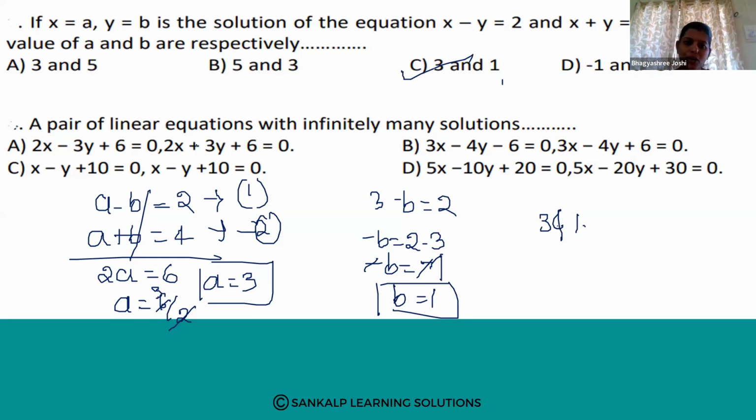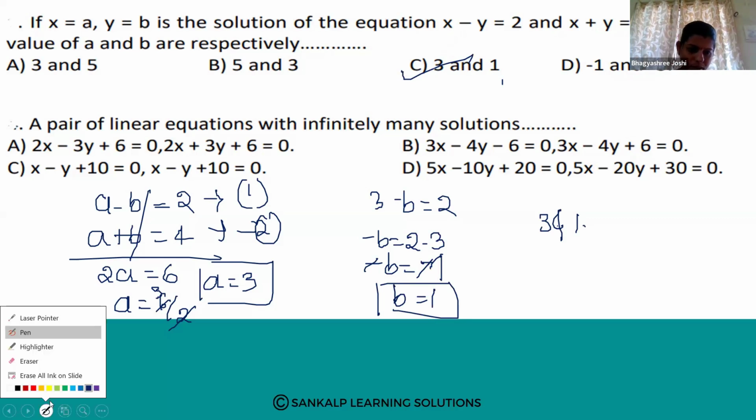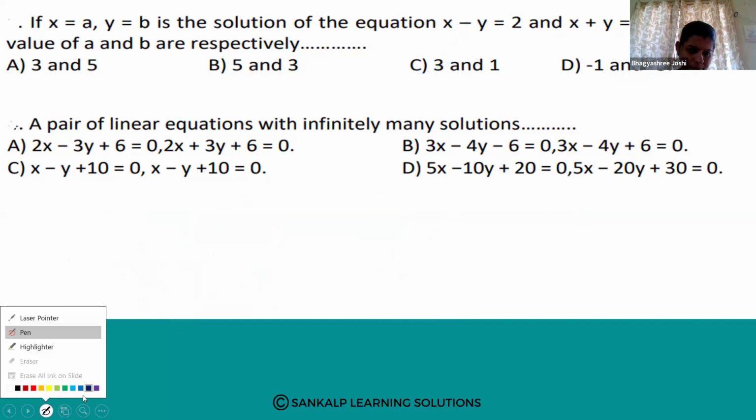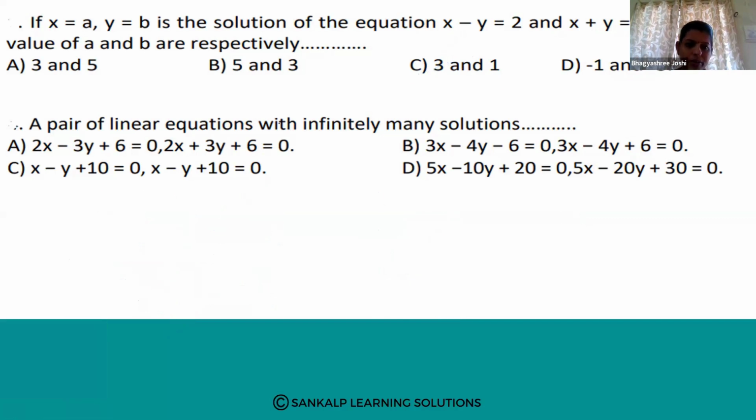Okay. A pair of linear equations with infinitely many solutions. When will you have infinitely many solutions? When two lines are coincident, and then only you will have infinitely many solutions, right? So here some equations they have given, option A, option B, option C, option D. So we'll check through the options only. There is no other choice.